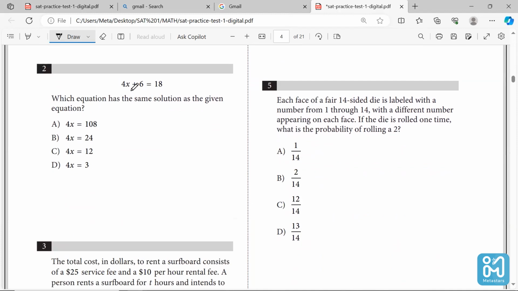Here, I ask you to find 4x, or we have 4x plus 6 equal 18. Which equation has the same solution as given for this equation? Now, if you focus, I need 4x, not x. No need to find the value of x, then plug it in. I need to do what only? Look, only find the value of x here. So minus 6, minus 6. So finally, I have 4x equal to what? To 12. Do we need to find the value of x? No. So my answer is going to be what? C. That's it.